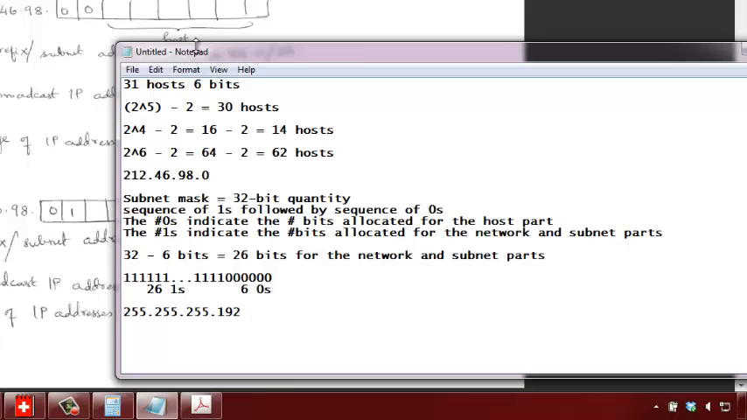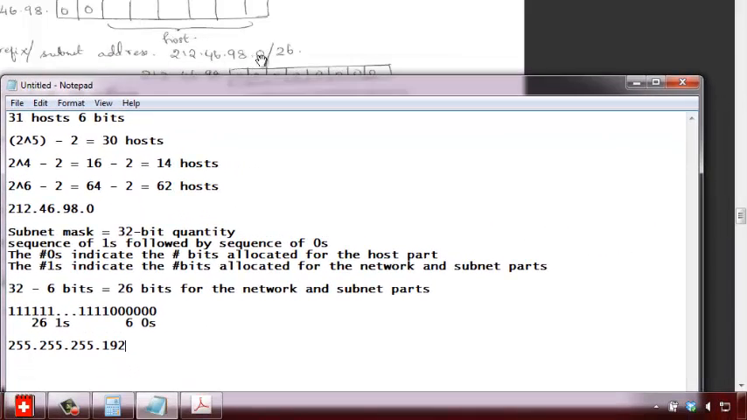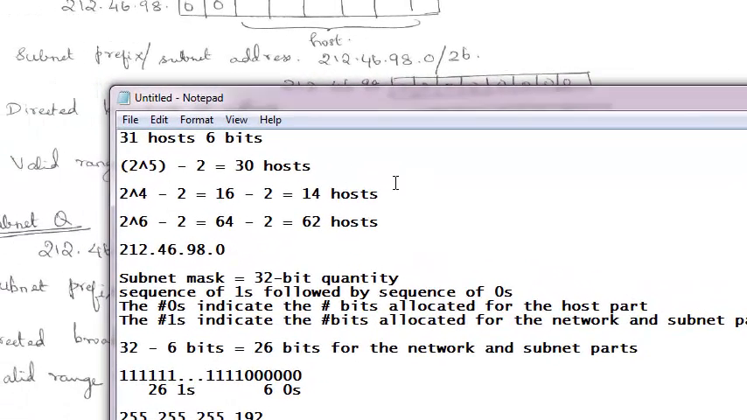Now you notice here I indicate the subnet prefix as 212.46.98.0/26. So now you will realize why this 26 is here. The 26 here is indicating the number of bits we are allocating for the network plus subnet. The network part traditionally has 24 bits, and then 2 bits for subnet, so together they make up 26 bits. So the remaining 6 bits, 32 minus 26, represent the host part.